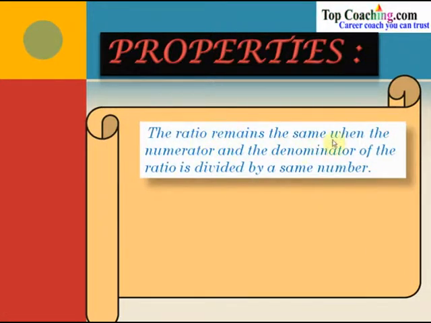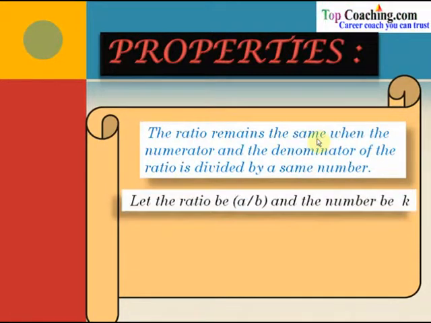The ratio remains the same when the numerator and the denominator of a ratio is divided by a same number. So even if we divide the numerator and the denominator by a same number, the ratio remains the same. So again let us say that the ratio is A by B and the required number be K. Now if we divide the numerator by K and denominator by K, then again we can cancel K from the numerator and the denominator, and what we get? Ratio as A by B. So the ratio remains the same even if we multiply the numerator and denominator by a same number K, or if we divide the numerator and denominator by the same number K.